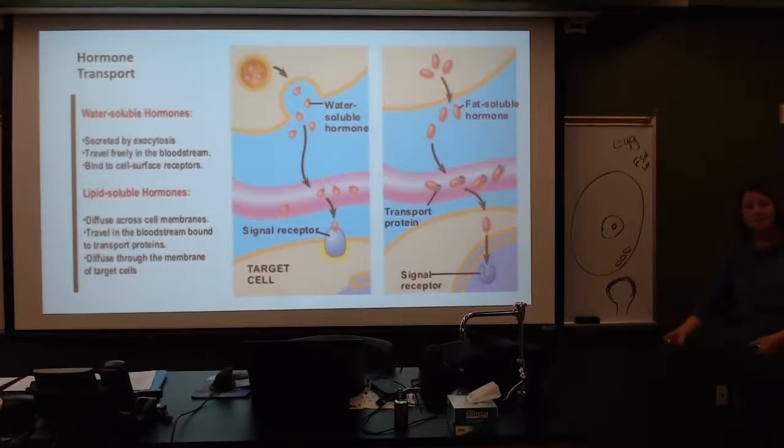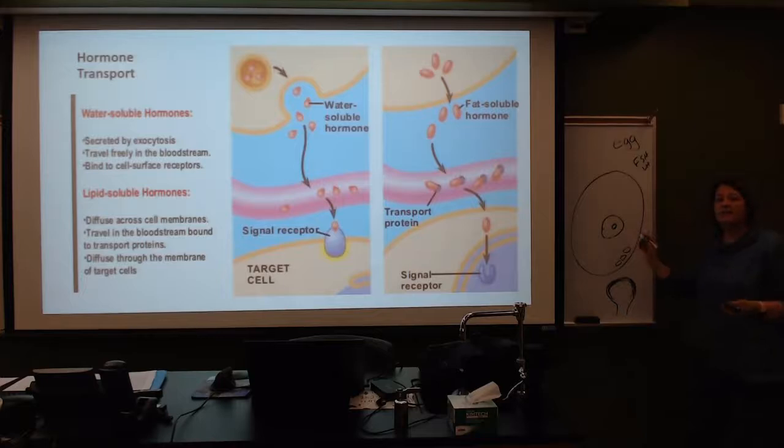And we end up getting the placenta and so on. And these are fat soluble. Yes, no, maybe. So the hormones would tell the DNA to start making function.